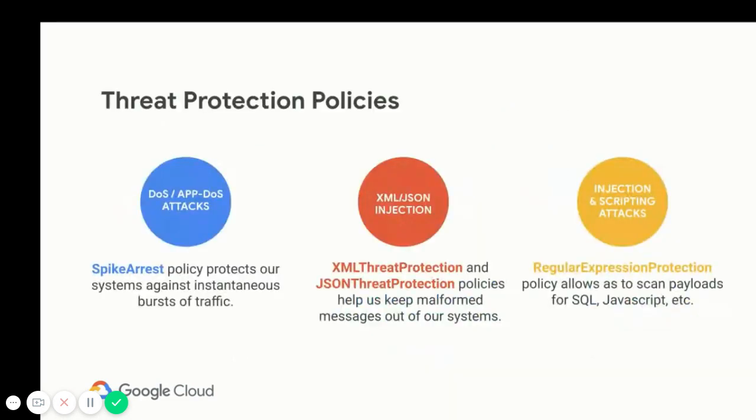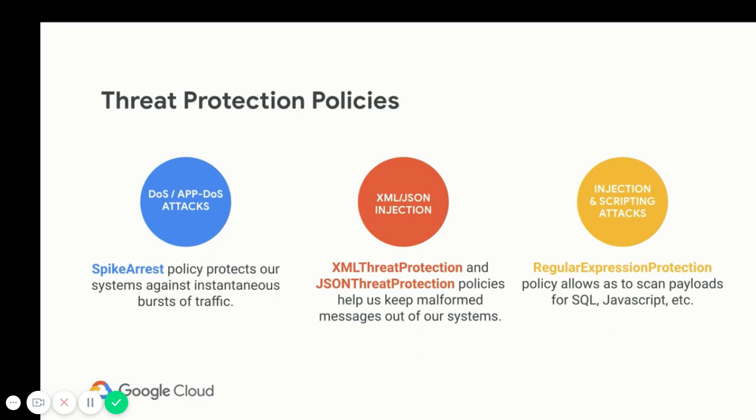Now let's start with the first type of policies, the threat protection policies. The first rule is to protect yourself. Our systems should remain up. Our backend services should remain available, and they should be able to respond to the outside world. There could be multiple types of attacks. They can be a denial of service attack. Someone can send high traffic.